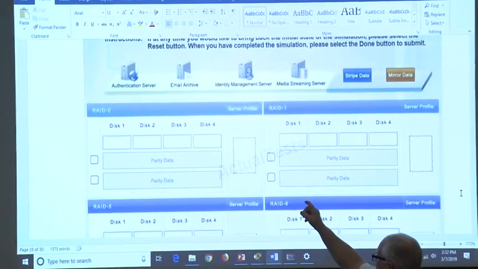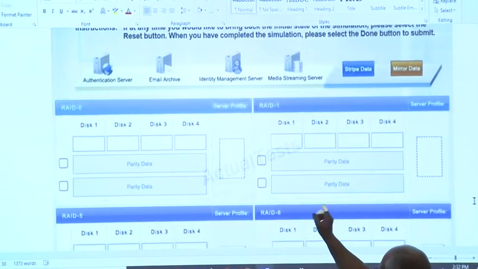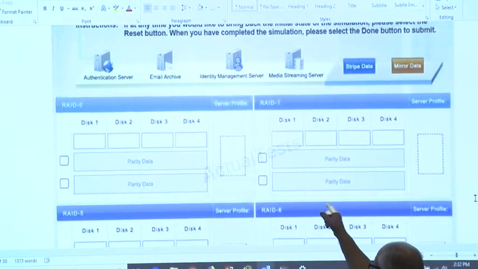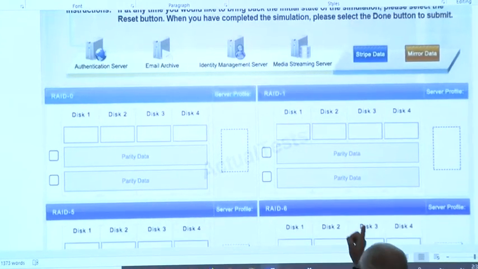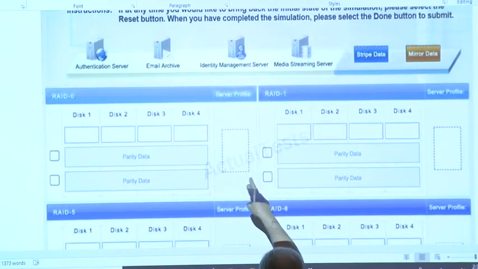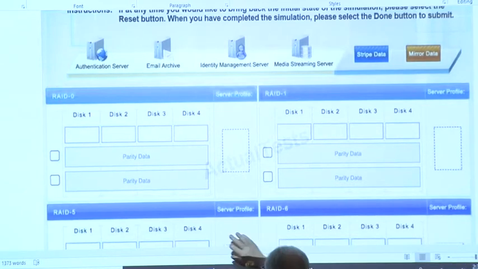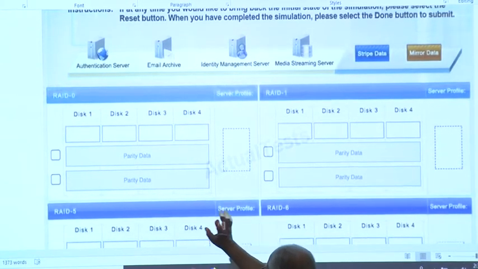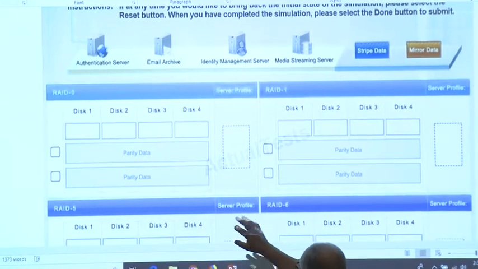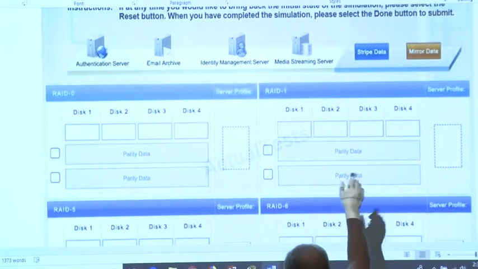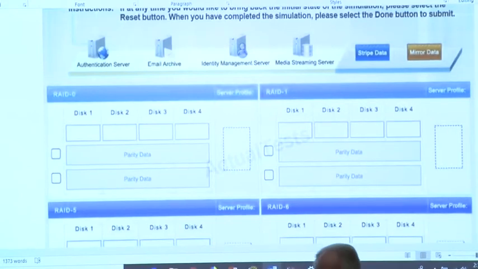We've got 4 servers up here: an authentication server, an email archive, identity management, and media streaming. What they're going to ask you to do is take each one of those and put it in these 4 boxes right here, and then tell how many drives we need for each one, and whether we are using parity, striping, or mirroring.